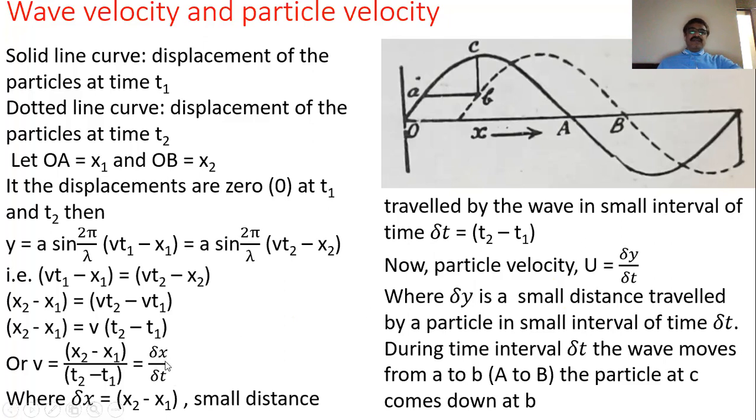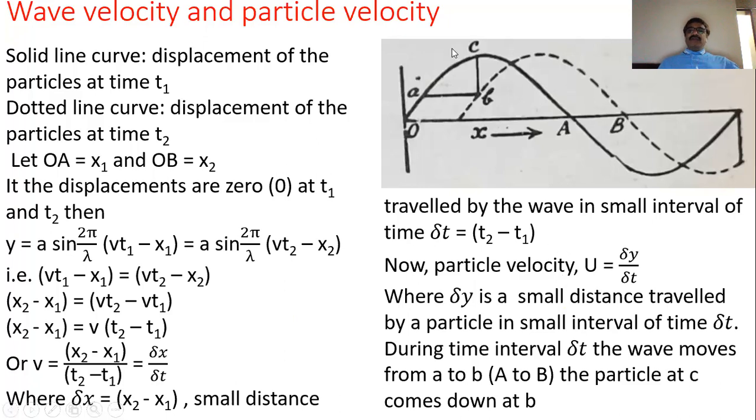What is this then? This is the distance traveled by the wave, and this is the time required to travel that distance. So the rate of change of distance with respect to time represents velocity. Therefore this represents the wave velocity.